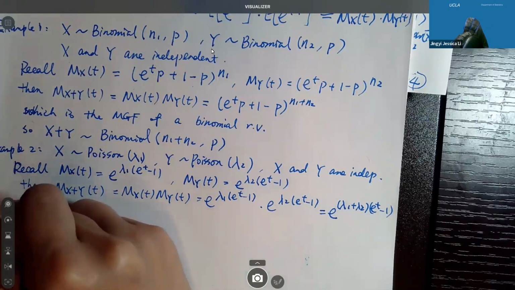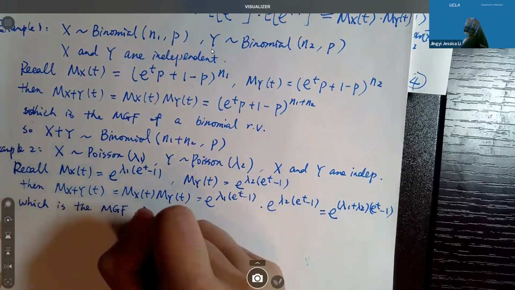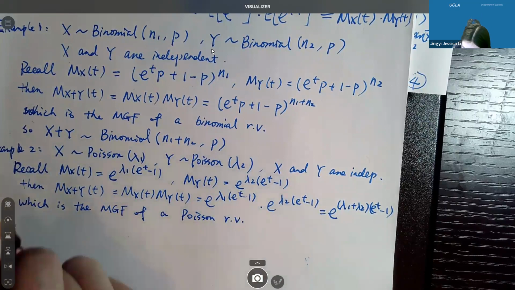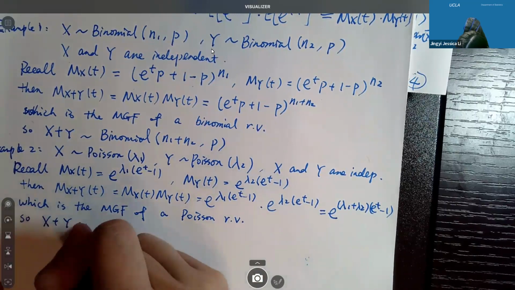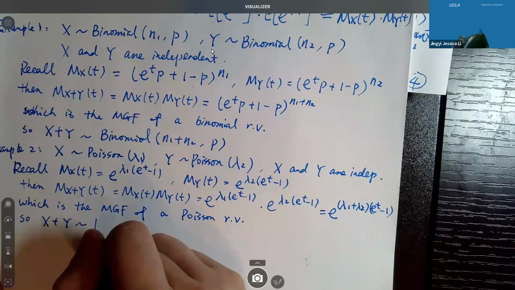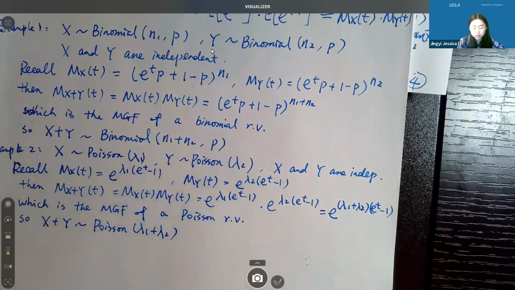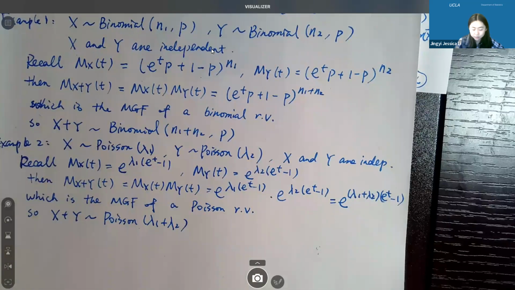So again, by recognizing the form, this is the MGF of a Poisson random variable. Using the property that the MGF uniquely determines the distribution, I conclude that X plus Y follows a Poisson with rate parameter lambda 1 plus lambda 2. So I confirmed our intuition. The sum of two independent Poissons is still a Poisson with the rate parameters added.